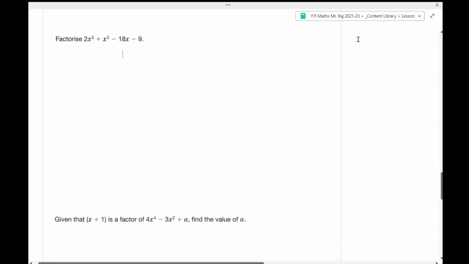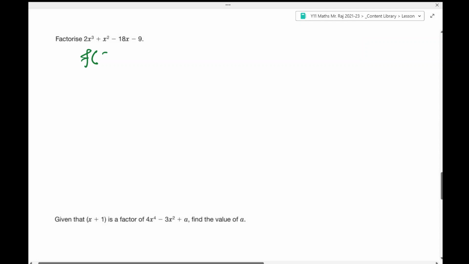Press enter. See, the factors that I have got is x is equal to 3, x is equal to minus half, and another one is minus 3. Now, I know that it is divisible by x plus 3 and x minus 3. What I can do, I will show my working. 2x cubed, or no need to show my working, I can actually use my factor theorem.